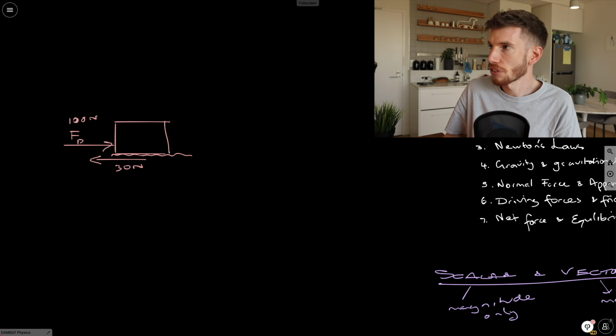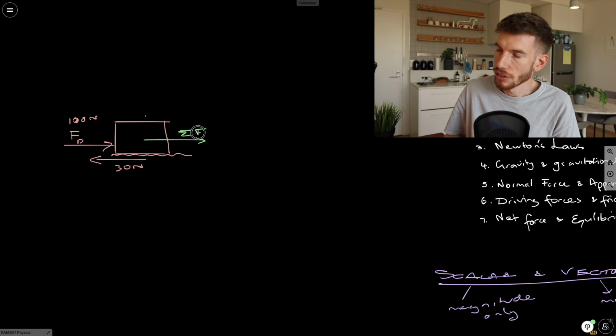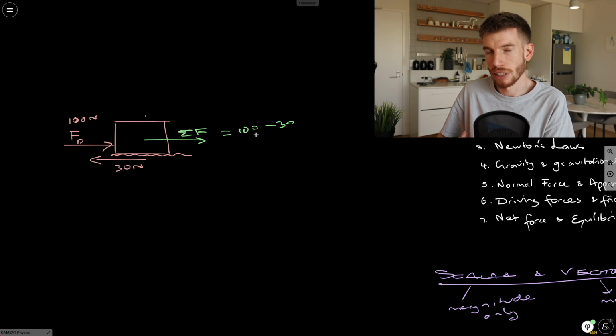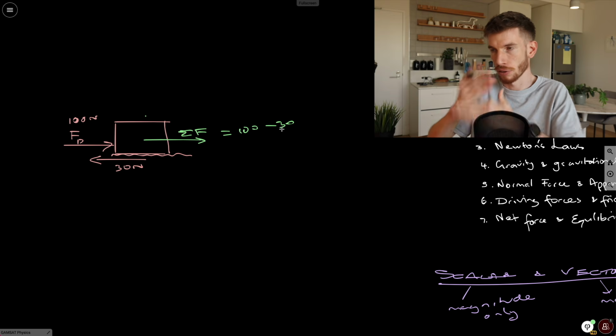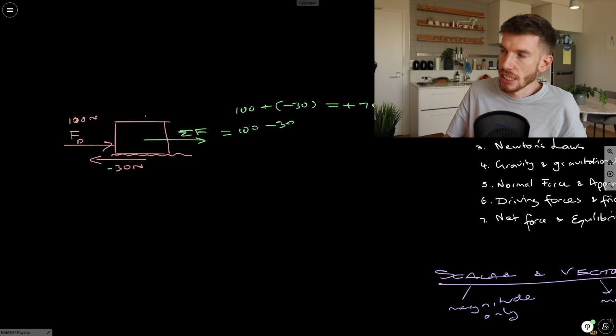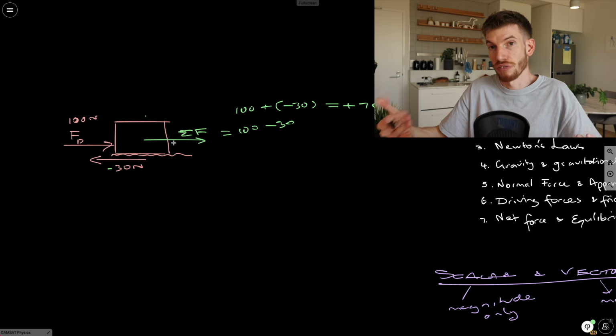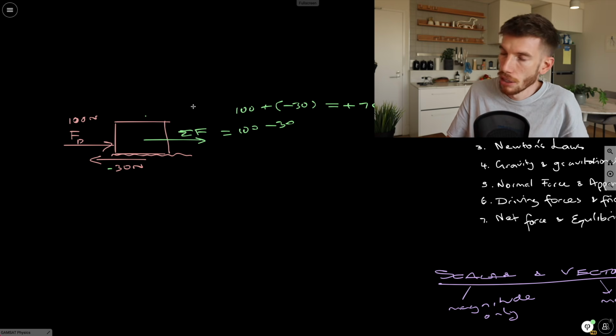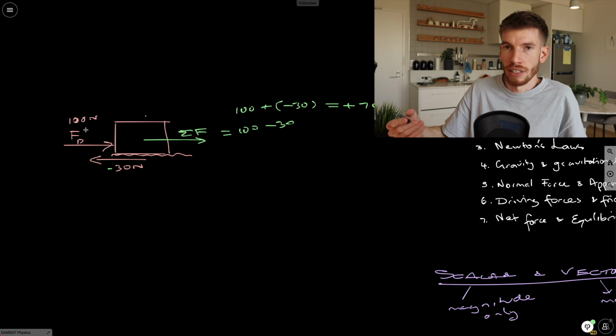It's going to have a net force. I'll just do it here, a net force of 100 minus 30. And really all we're doing there again is adding up in the individual dimensions, or in the individual horizontal and vertical components. So you can see that this is in the negative direction. So I'm really doing 100 plus negative 30 gives me a positive 70. And because it's positive, it tells me that it's still directed in the positive direction, because remember, forces are vectors, vectors have direction to them. And now I can work out the net force.